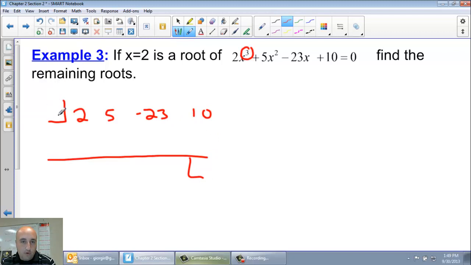And what number do we put in the box? It says x equals 2. It doesn't say x plus 2 or x minus 2. It's saying it is equal to 2. So 2 goes in the box.